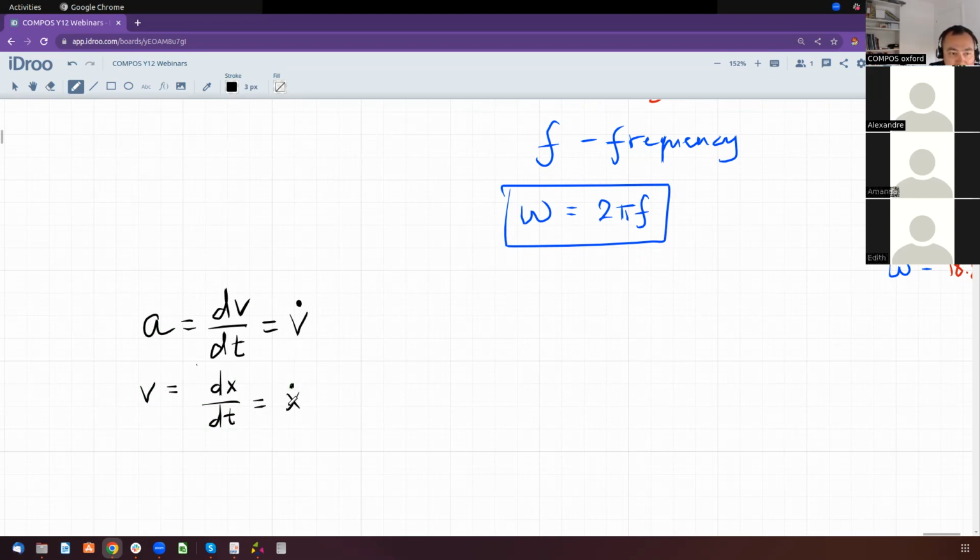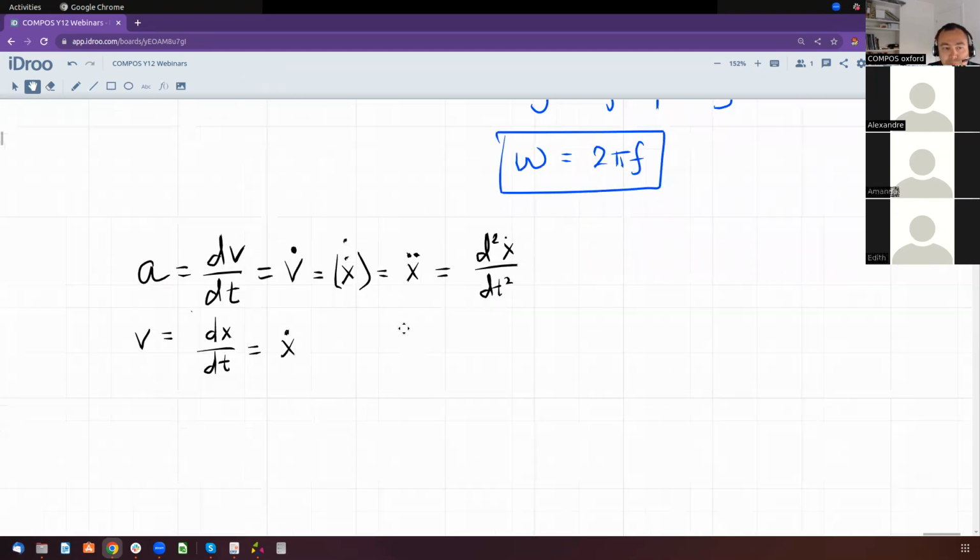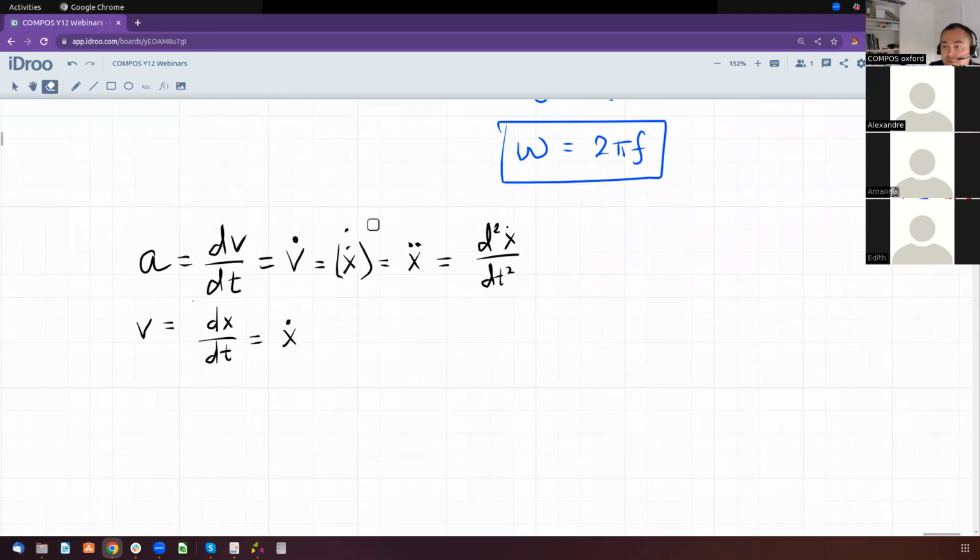Now, because v is x dot, this is x dot with a dot. We write it as x double dot. X double dot literally means the second derivative with respect to time, d squared x over dt squared. Does that make sense? It's not the first time you're seeing it, right? Does it make sense? Yes or no? Acceleration is x double dot.